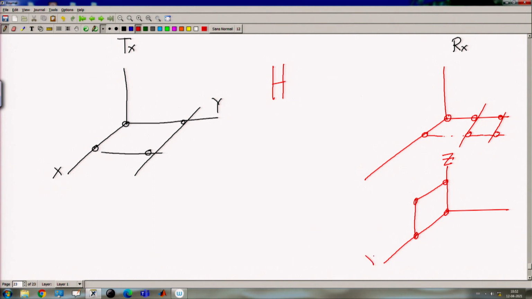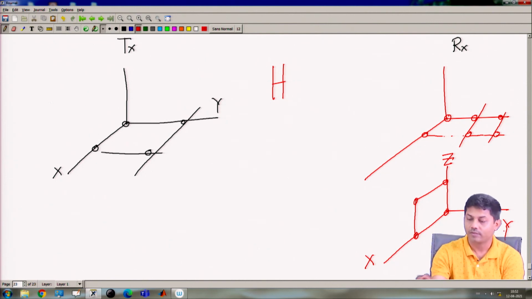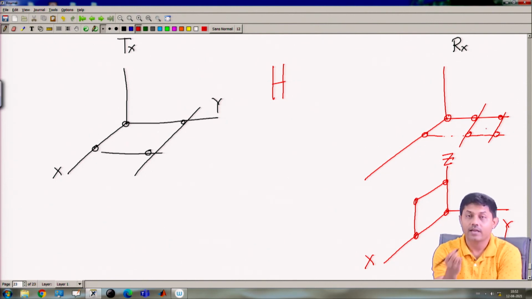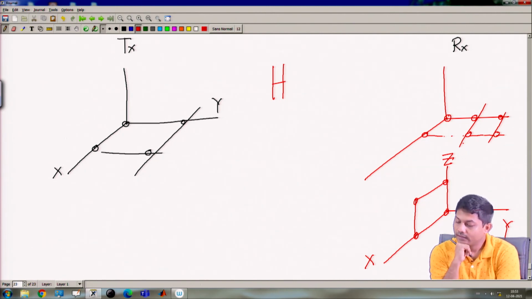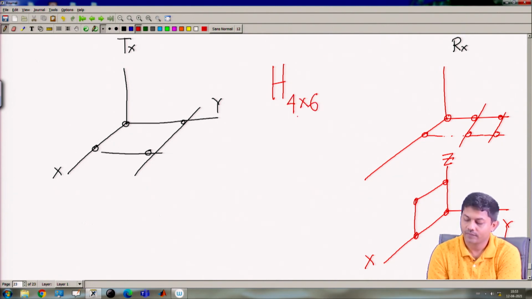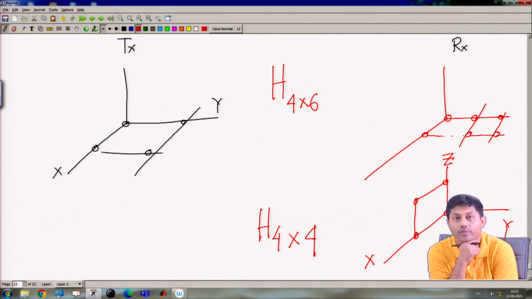It is the xz plane where I have placed my antennas, and on the Tx side I have put it on the xy plane. So, can I construct my H? Yes, I can construct it. For the first case, what is the dimension of my H? It is NR cross NT, right? So, NR is 6 and NT is 4. So, in the first case it will be 4 cross 6. For the second case, H will be 4 cross 4.